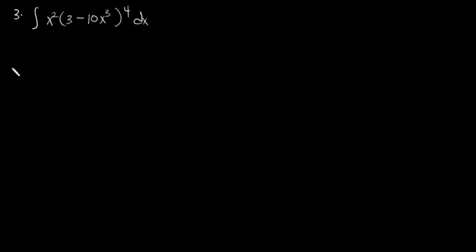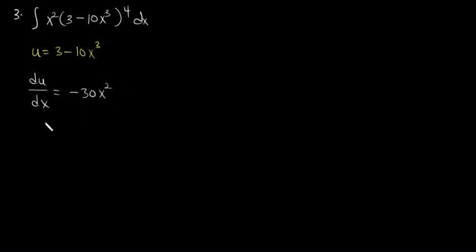Okay guys, so I have the third example here. Let's look at how we will go about it. For this one, I'm going to consider u to be equal to 3 minus 10x cubed. Let this be our u. Now let's differentiate this and see what we get. So du/dx will be equal to the derivative of a constant, which is 0, minus 30x squared. This is what you are going to have.